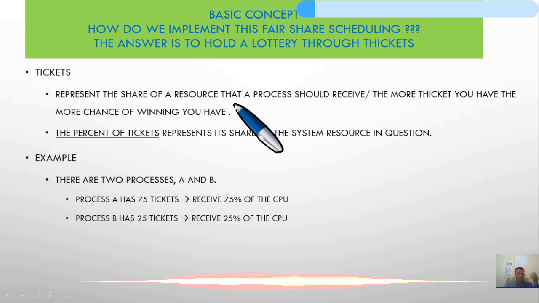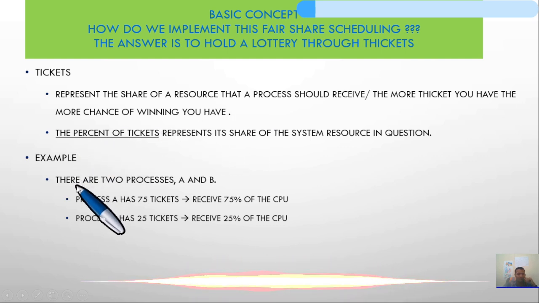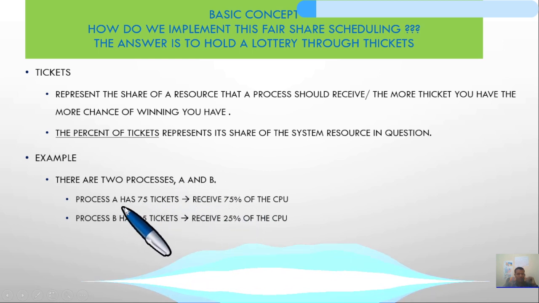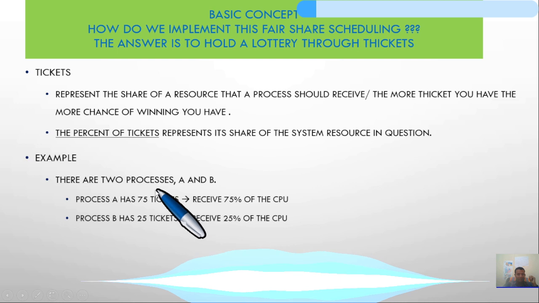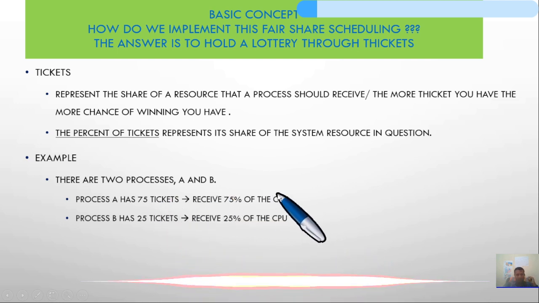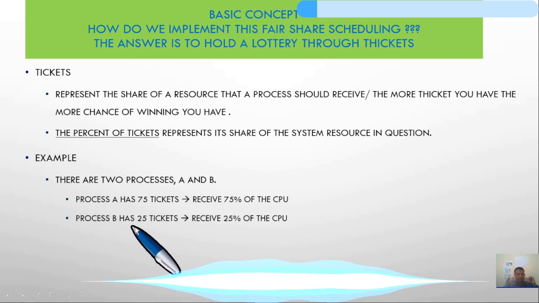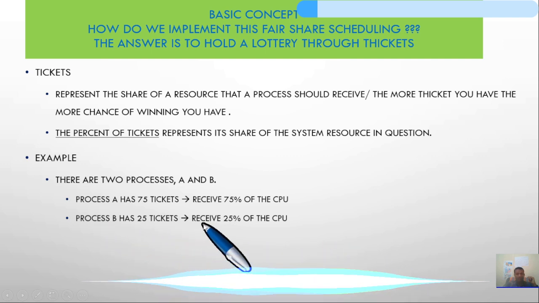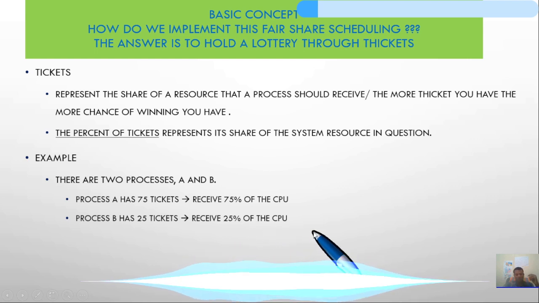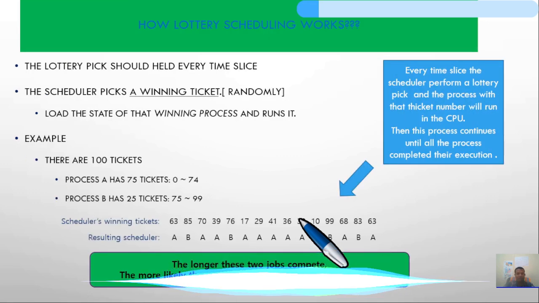What I'm saying is, for example, there are two processes, process A and process B. Process A has 75 tickets, meaning it receives 75% of the CPU. And if process B has 25 tickets, it receives 25% of the CPU. So that is the idea behind the ticket concept.